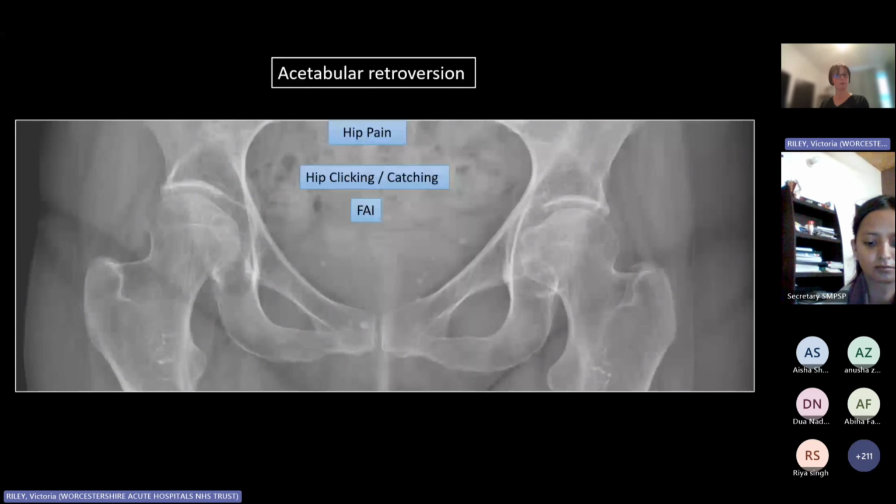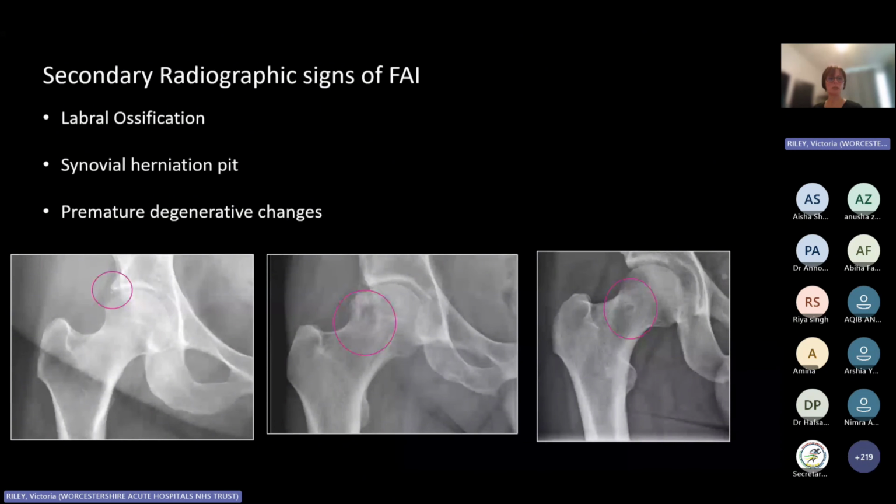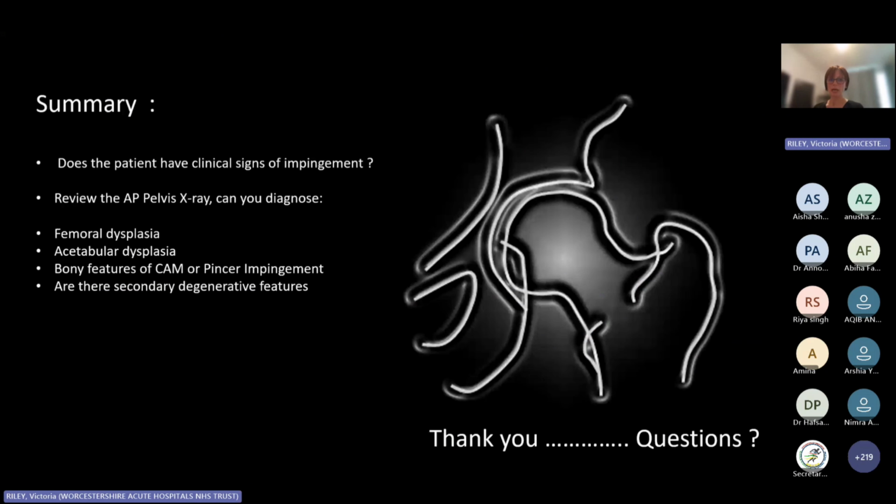They're likely to have femoroacetabular impingement symptoms. They may find that their hip gives way or that they have stiffness. Our take-home points for today's talk: does the patient have clinical signs of impingement?